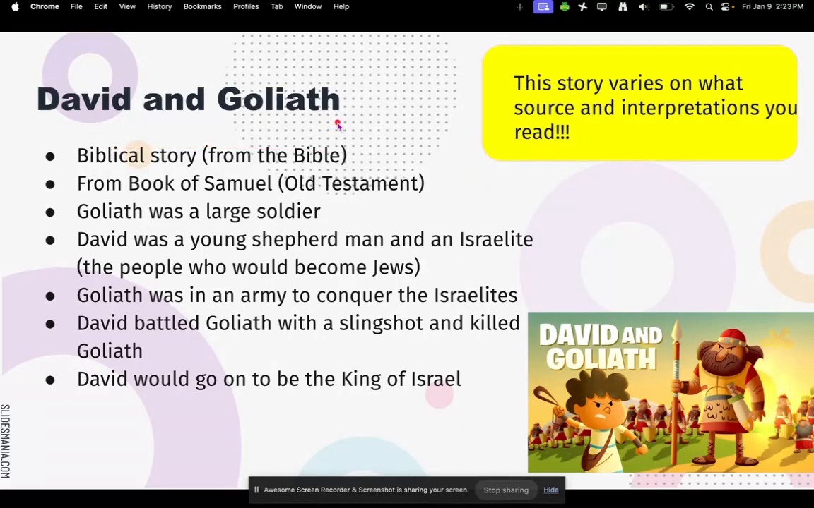So David and Goliath is the first one. That is a biblical story from the book of Samuel, which is in the Old Testament. Goliath was a large soldier. David was a young shepherd, and also an Israelite, who were the people who would then become the Jews. Goliath was in an army to conquer the Israelites, and David battled Goliath with a slingshot and killed Goliath. David would then go on to be the king of Israel. I left out a bunch of details. The story really varies depending on what source and interpretation you read.